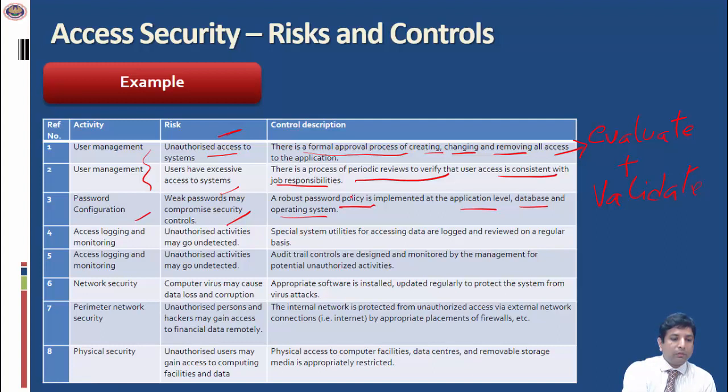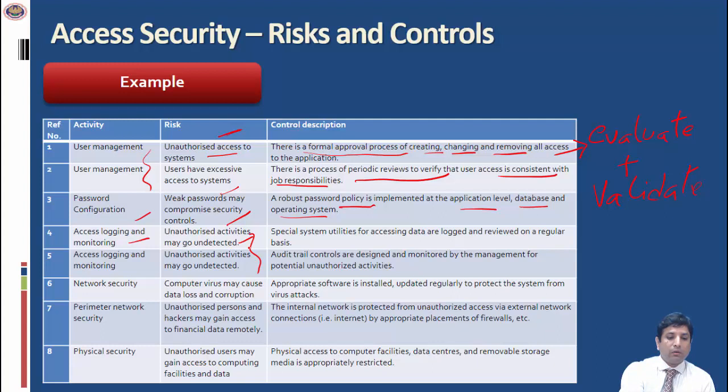Now let us look at another example. Here, the activity is access logging and monitoring. So what could go wrong here? Unauthorized activities may go undetected. As we have seen, any unauthorized activity which is performed may go undetected. Like we have discussed earlier, the example of privileged users' activity needs to be logged and monitored.